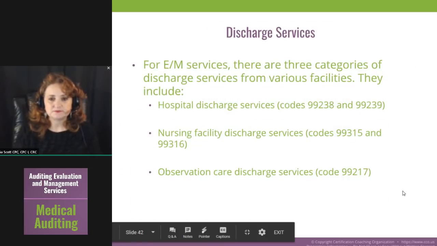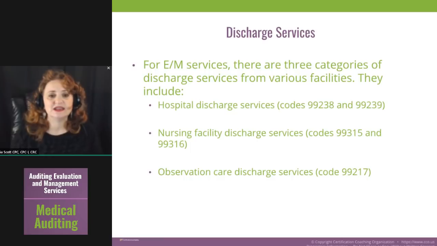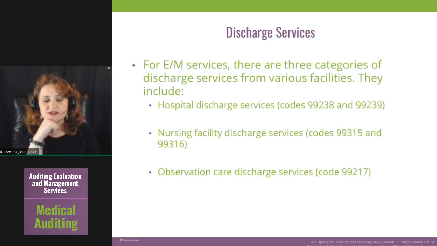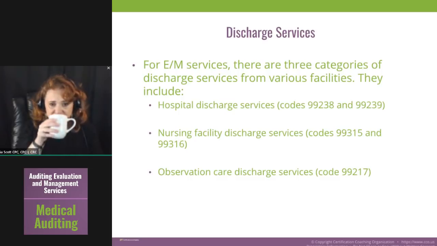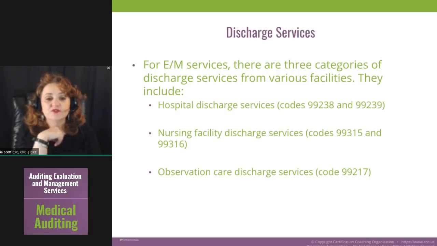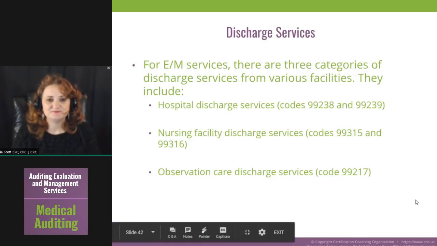Discharge services is going to be divided up into three categories. So there are different code ranges for them. We have hospital discharge services, going to be 99238 through 99239. Okay, you're in the hospital, inpatient status, and now we're discharging you. If you're in a nursing facility and we discharge you, then it's a 99315 through 99316. But if you're observation care discharge, you haven't been put in inpatient, it is a 99217. Very easy to determine, right?